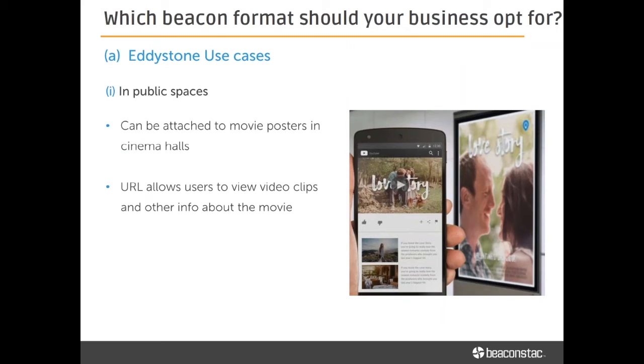This makes a lot of sense for sending promotional content, and you don't really need to build an app for promoting a single movie and expect people to download an app to just receive such content. For use cases like this, Eddystone suits the bill completely. Let's talk about the next use case.